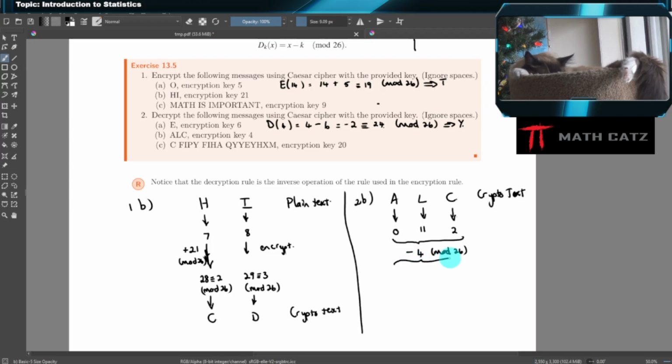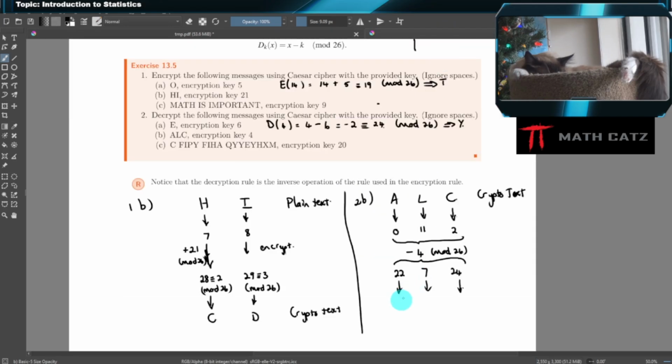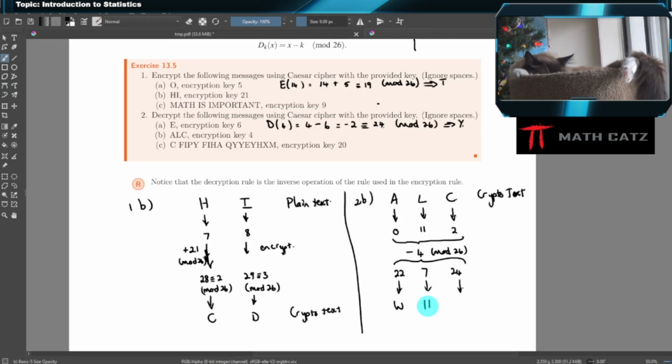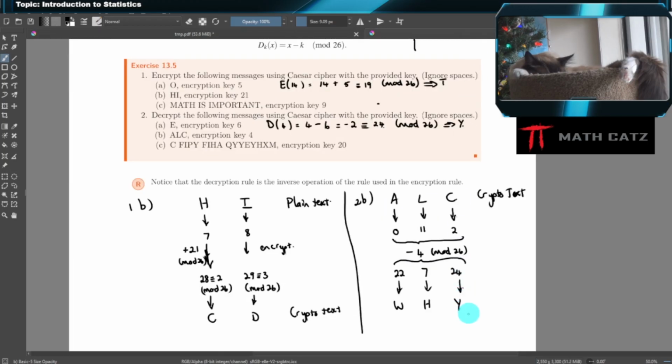So then we will get 0 minus 4 mod 26 is 22. 11 minus 4 is 7. 2 minus 4 is -2, so 24 mod 26. And then this 22 will correspond to W. 7 will correspond to H. And 24 will correspond to Y. And then we understand our plain text message is the question why.